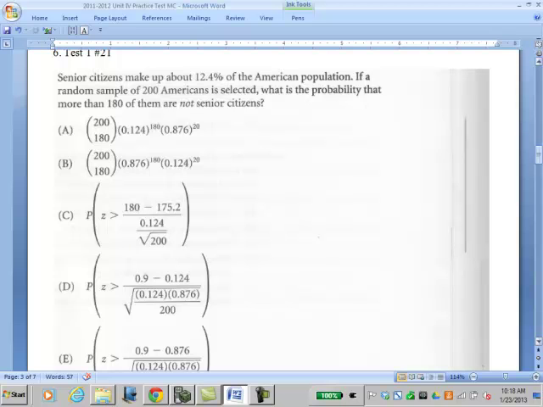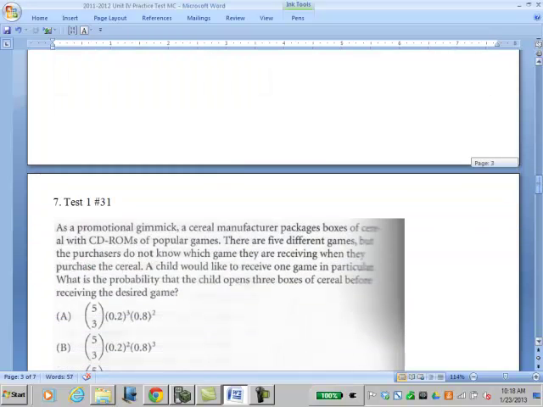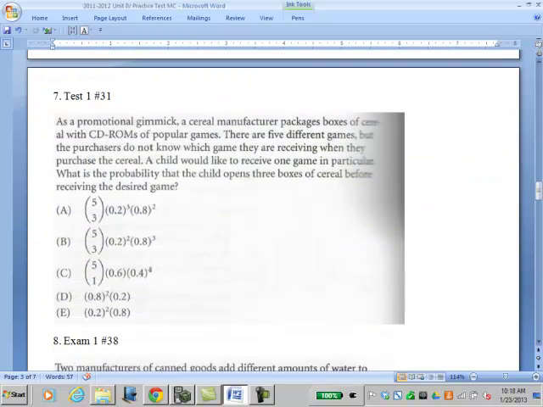Okay, here we have a geometric probability. Okay? You got 5 boxes of cereal, and they got 5 different games, and the kid wants one game in particular. Now we're going to say the probability that the box has the game that the kid wants is 0.2, 1 out of 5. Okay? So what's the probability that the kid opens 3 boxes of cereal before receiving the desired game? Okay?